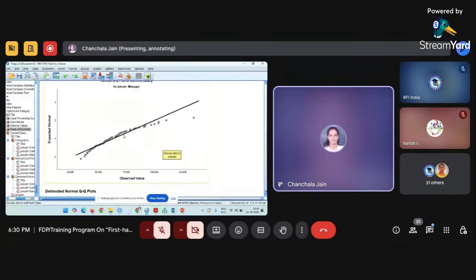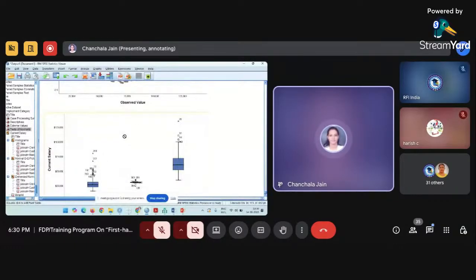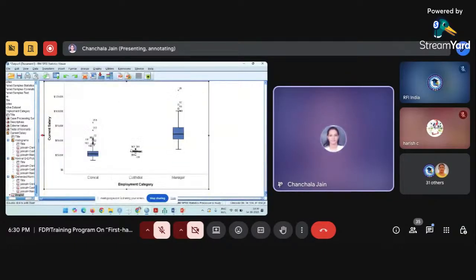Right now, leaving that, we come to the next section, which is about the outliers using the box plot. We have three box plots: clerical, custodial, and manager staff. For the clerical there are 2 asterisks. For custodial there are almost 2 asterisks. For the manager there is 1 asterisk. That means a total of 5 asterisks we can locate here, and we can say these are the significant outliers in the case of clerical, custodial, and manager staff, right?